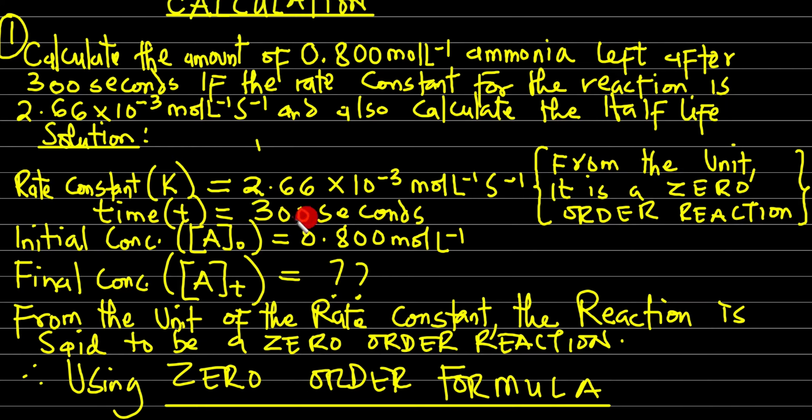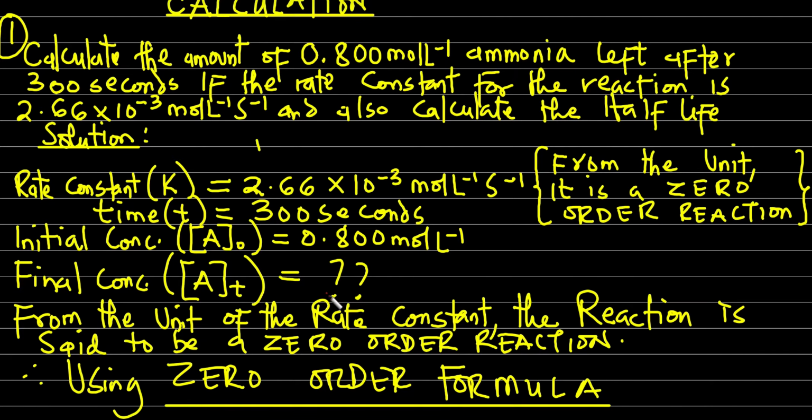Now the time they gave us is 300 seconds, the initial concentration A0 is this, and of course we are asked to find the final concentration. Now I said from the unit of the rate constant, the reaction is said to be a zero order reaction. Since we've found that the reaction is a zero order reaction, what we are going to do next is to use the zero order integrated formula.